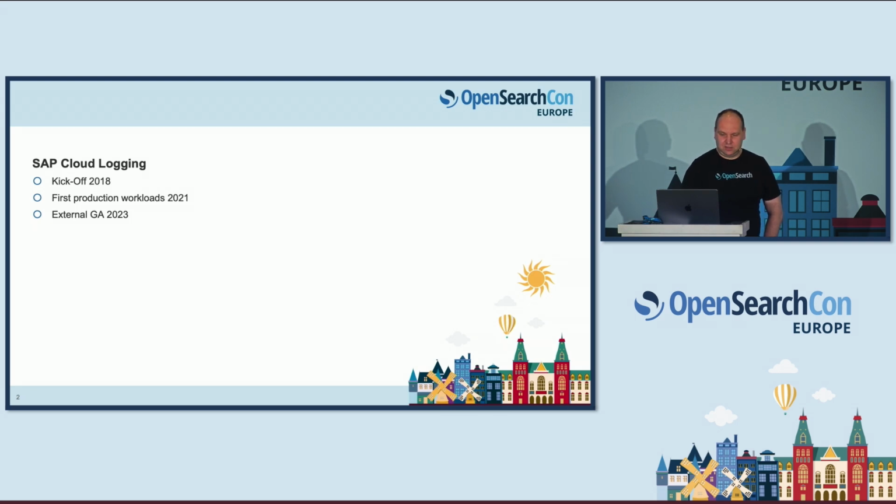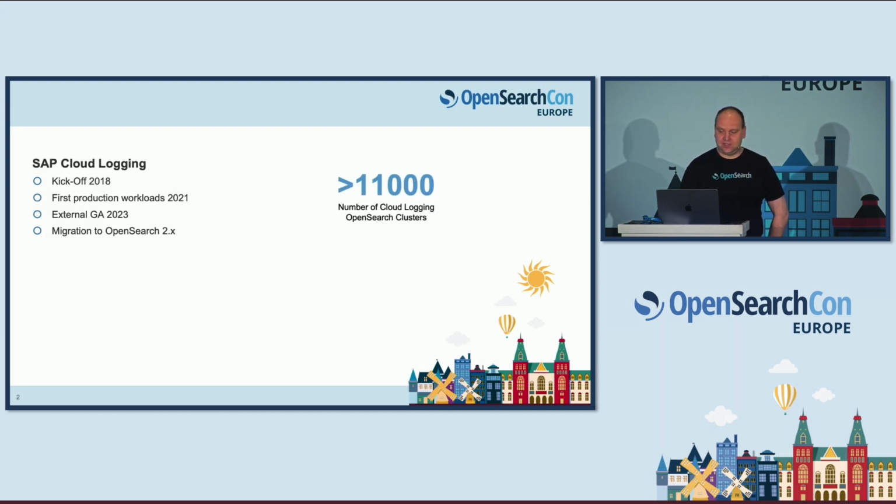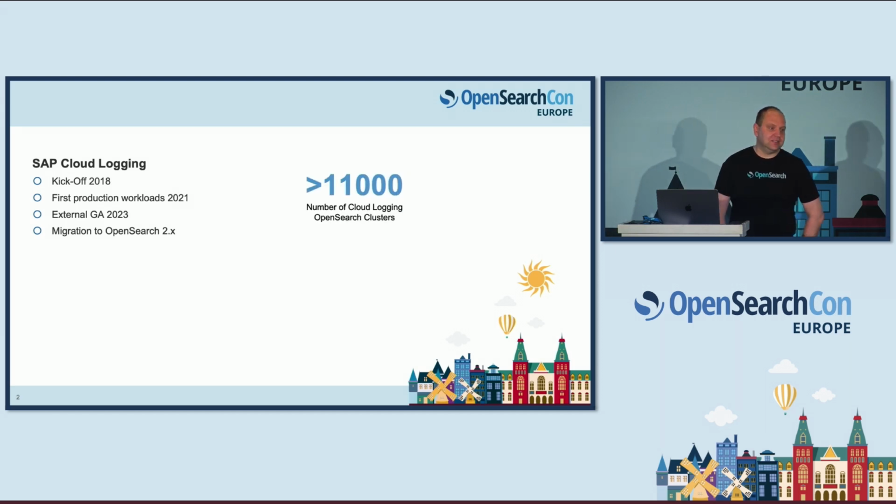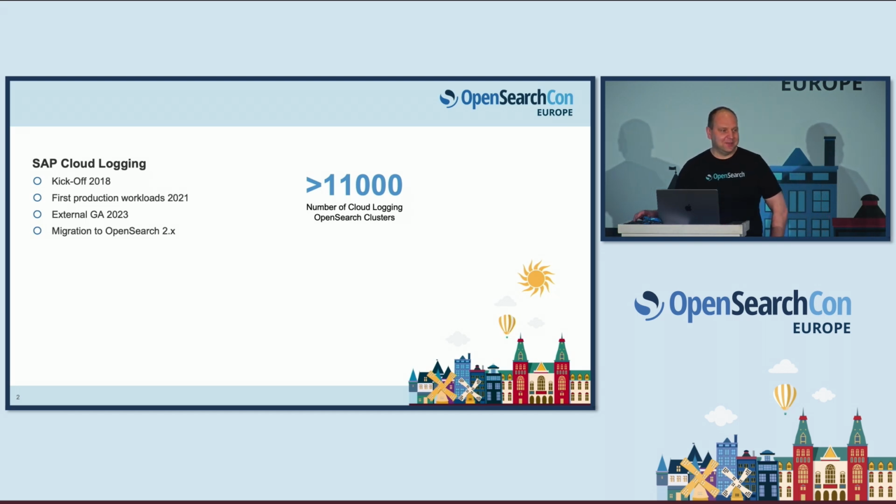And this service now has one challenge. We still need to migrate to OpenSearch 2.x. That is 2.x, not 3.x. And the reason is it's a Kubernetes-based service, and it runs at roughly 11,000 instances nowadays. And we want to do the upgrade in zero downtime, or as zero downtime as we can get.